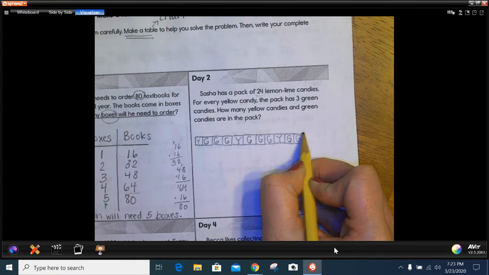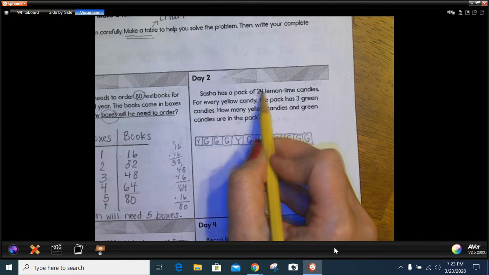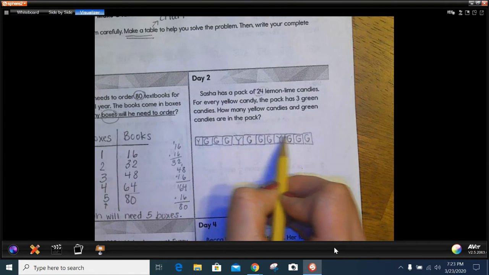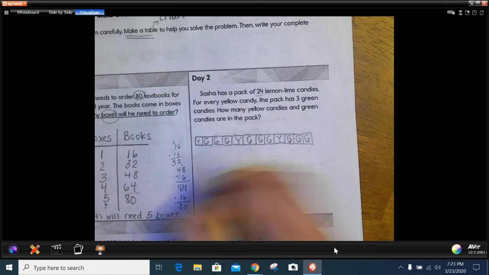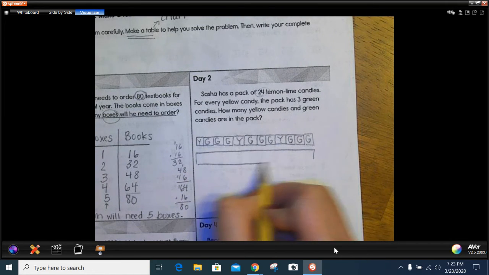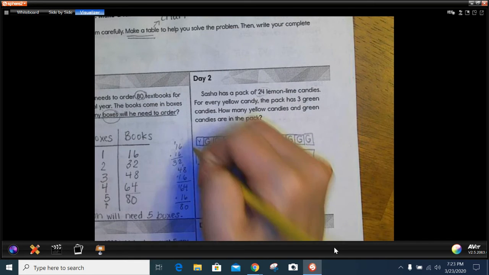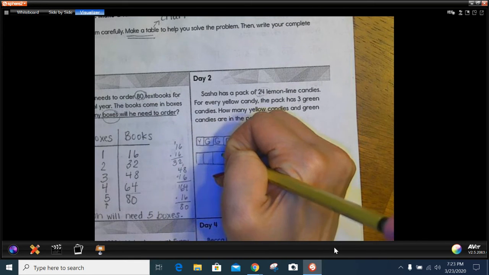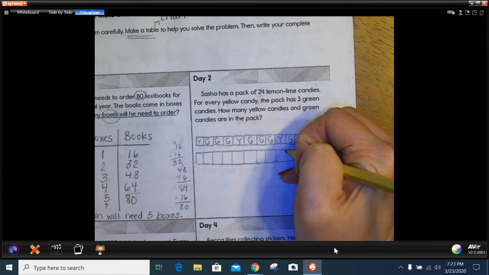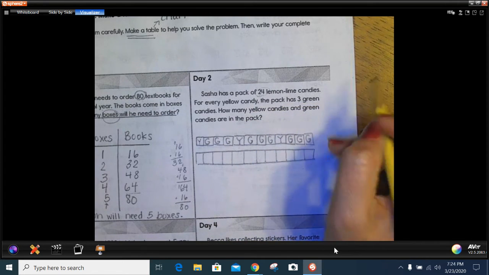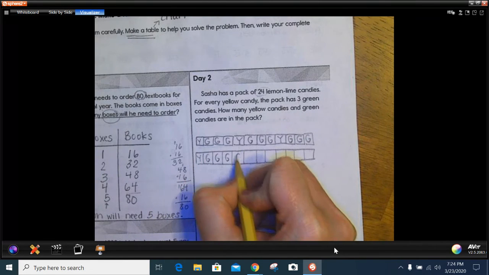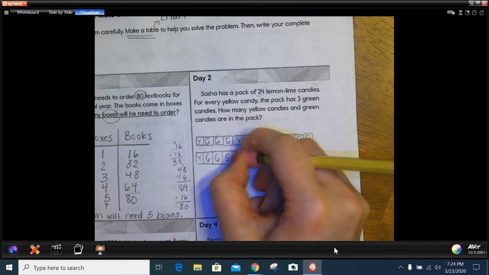1 yellow, 3 green. You want to keep going till you have 24. 1, 2, 3, 4, 5, 6, 7, 8, 9, 10, 11, 12. I'm going to do this nice big long one. Since 12 is half of 24, I'm going to assume that I have to make the same exact size of a train directly below. 1 yellow, green, green, green. Oops, going too fast.